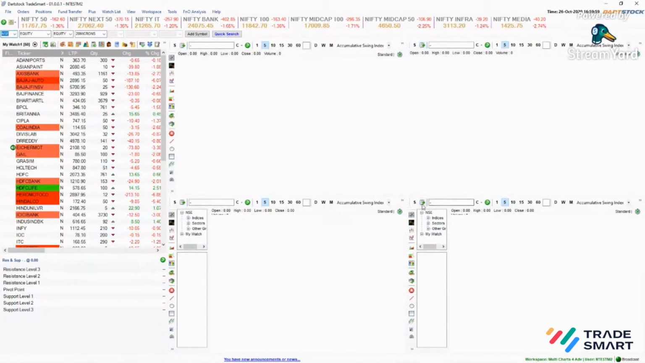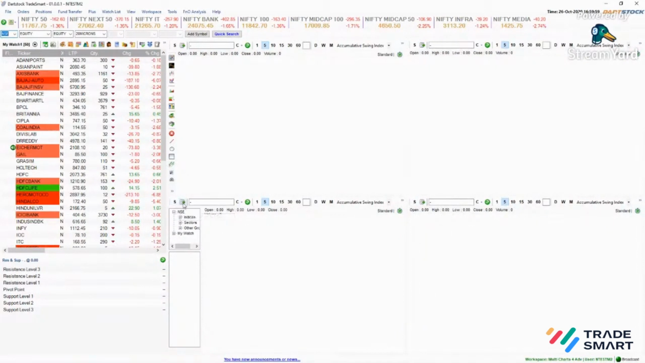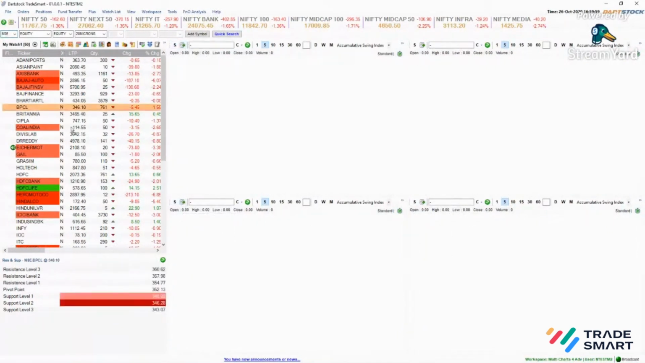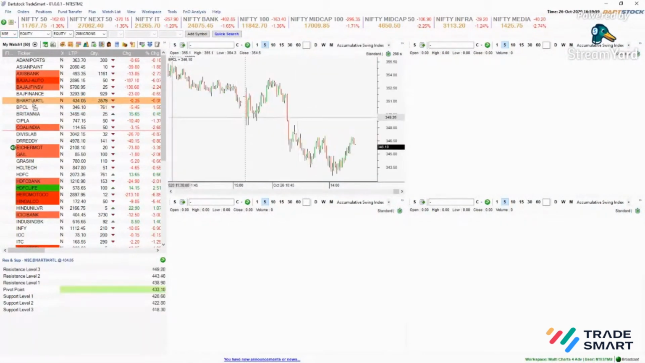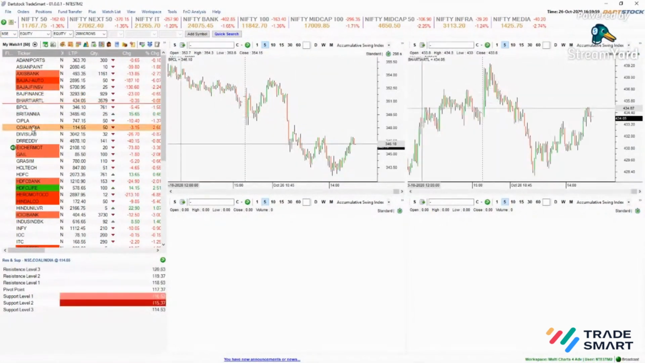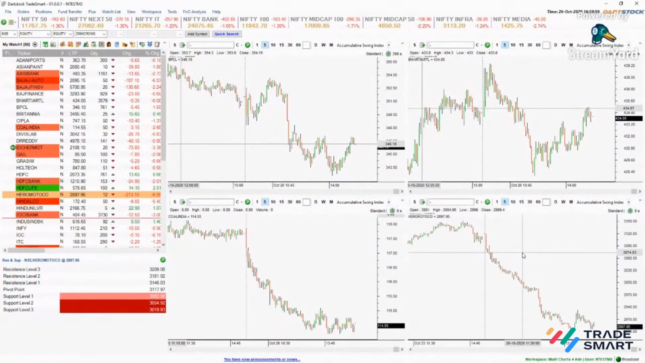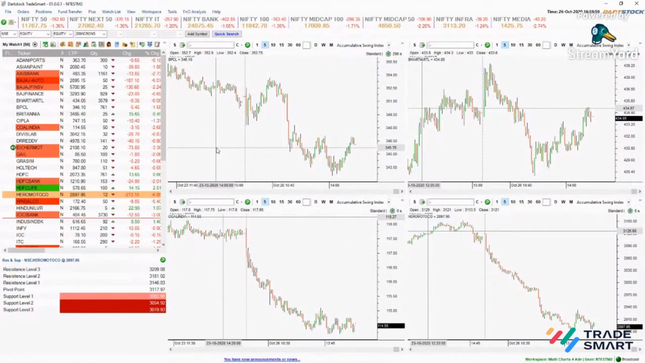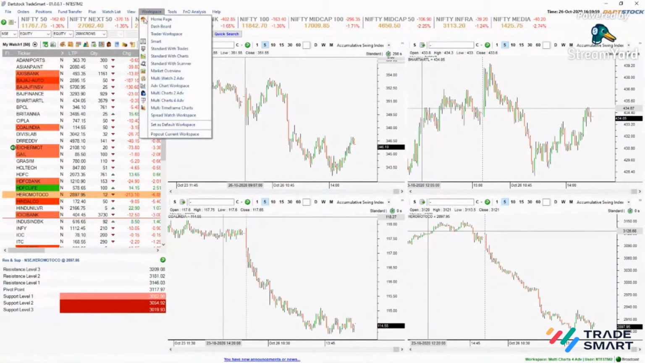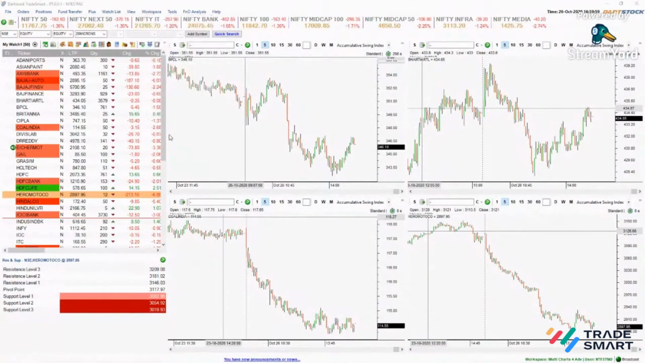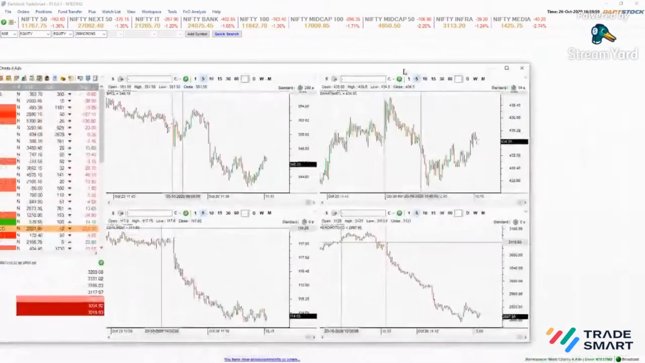Now look at this one. If I want to pick up BPCL, I can drag BPCL here. If I want Bharti Airtel, Coal India, or Hero MotoCorp, it is all going to be real time calculations. And if you want to pop out, you can use something called pop out current workspace, so that it actually becomes even more interesting.